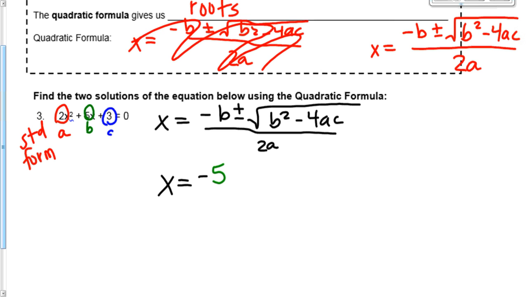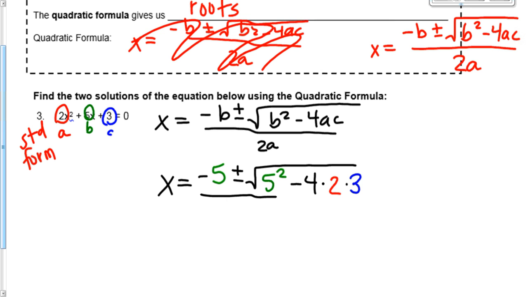Okay, plus or minus the square root of b squared. So that means in this case, 5 squared. Minus 4, the 4 is always going to be there, times a times c. Well, a was the 2, and then c was the 3. Okay, all over, so literally a giant fraction bar, 2 times, and then a again, so in this case, 2.